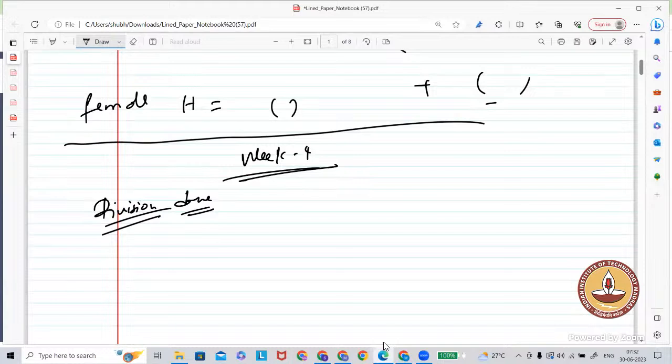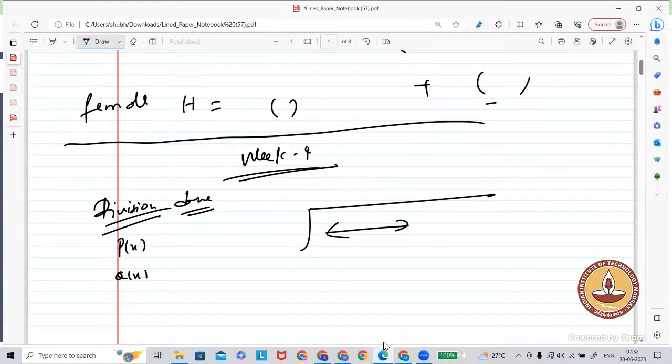Simply we can do a small example. Suppose the divisor is 2x. Suppose you have polynomials px and qx, and px is, let's say, x cube plus 3x plus 1, and qx is, let's say, 2x plus 1.